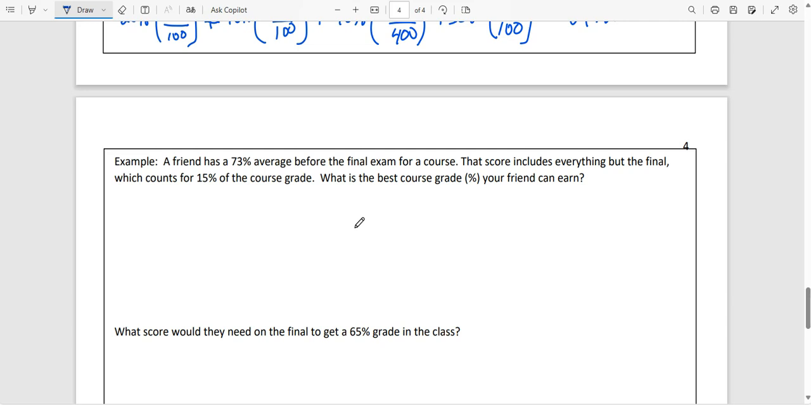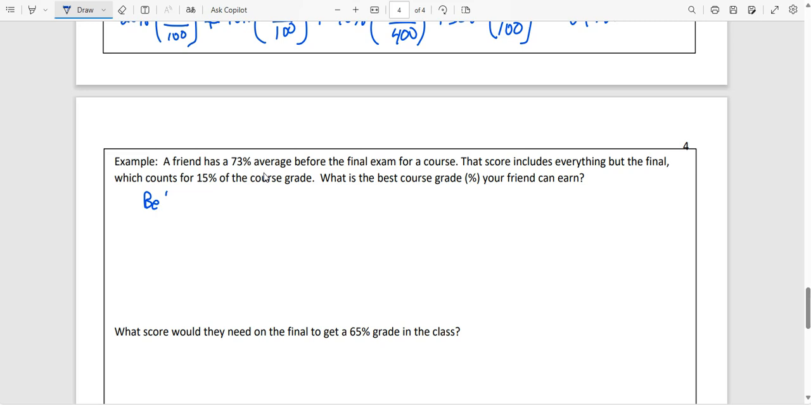So another example, a friend has a 73% average before the final exam. That score includes everything but the final, which counts for 15% of the course grade. What is the best course grade percent your friend can earn? So they have a 73% average. So we have to consider that there's everything before the final, 73% they have on that, and everything after the final, or the final itself.